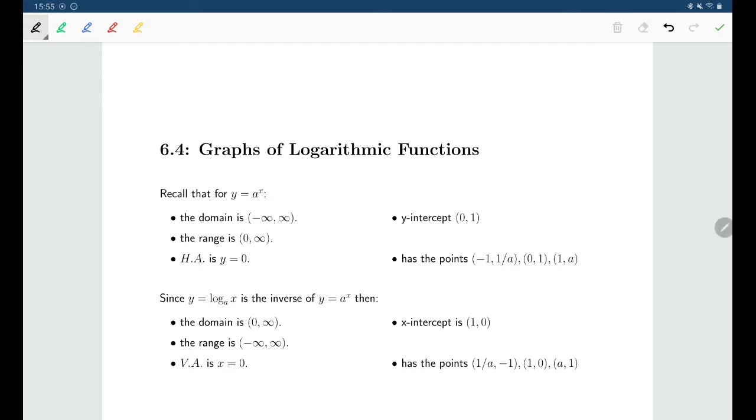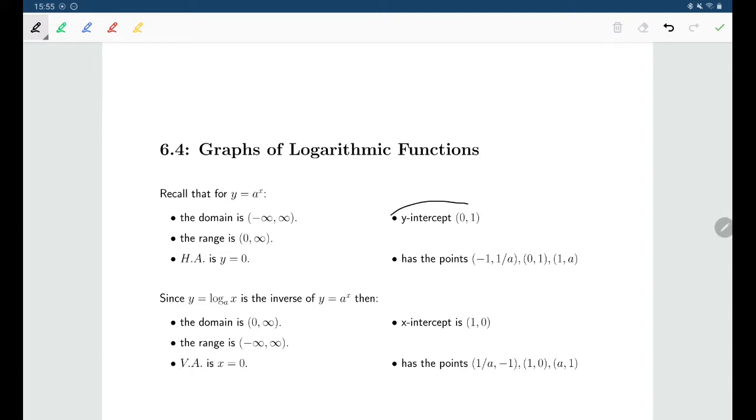Now, if we're thinking about the equivalent logarithm, the idea here is since it's the inverse of an exponential function, then everything x and y related will switch, which means that whatever the domain is for a to the x, that would be the range of log base a. Whatever is the range of a to the x, that would be the domain of log base a of x. Since you have a horizontal asymptote for an exponential function, y equals 0, then switching that to x equals 0, that becomes a vertical asymptote.